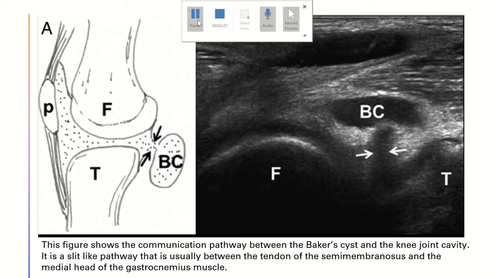Here we see a longitudinal ultrasound of the Baker's cyst and the knee joint side by side with another drawing depiction of a Baker's cyst. And you can see the communication between the Baker's cyst and the knee joint cavity. It's just a slit-like pathway, and it is usually between the tendon of the semimembranosus and the medial head of the gastrocnemius muscle.